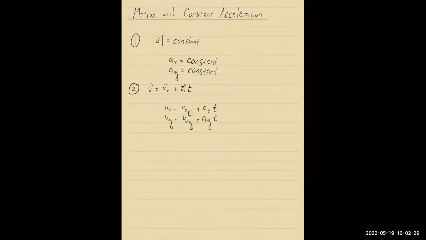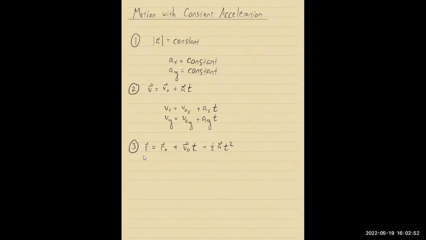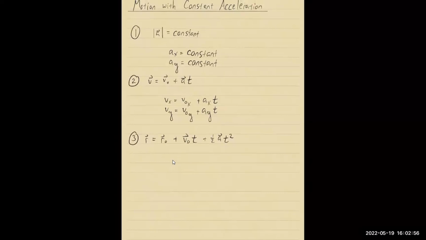So for a third equation, we have that our position is equal to our initial position plus our velocity times time plus 1/2 times our acceleration vector times time squared. And just like with the previous two equations, we can also break this one down into its x and y components. So all of this should look familiar.